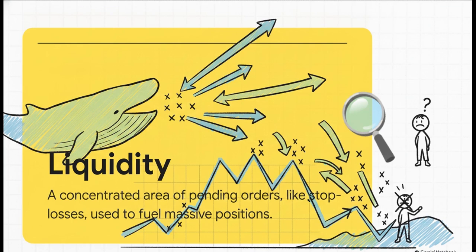In trading mechanics, liquidity simply refers to a concentrated area of pending orders, most commonly your stop losses. You see, smart money moves such massive volume that they literally cannot enter the market without someone taking the other side of their trade. They need your stop losses to fuel their own buy or sell orders. The golden rule here is simple, but it is brutal. If you cannot spot the liquidity on a chart, you are most likely the liquidity yourself.